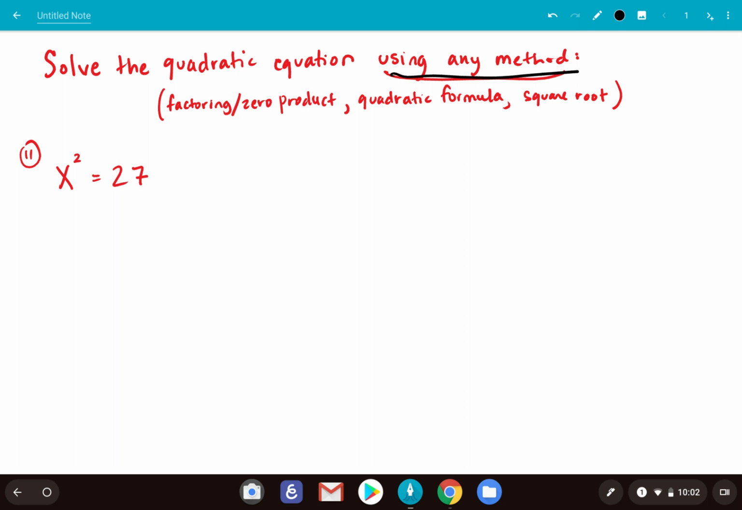Method to solve the quadratic equation. Just as a reminder, the three methods that we've learned: there's factoring and the zero product property, there's the quadratic formula, and you can also take the square root.